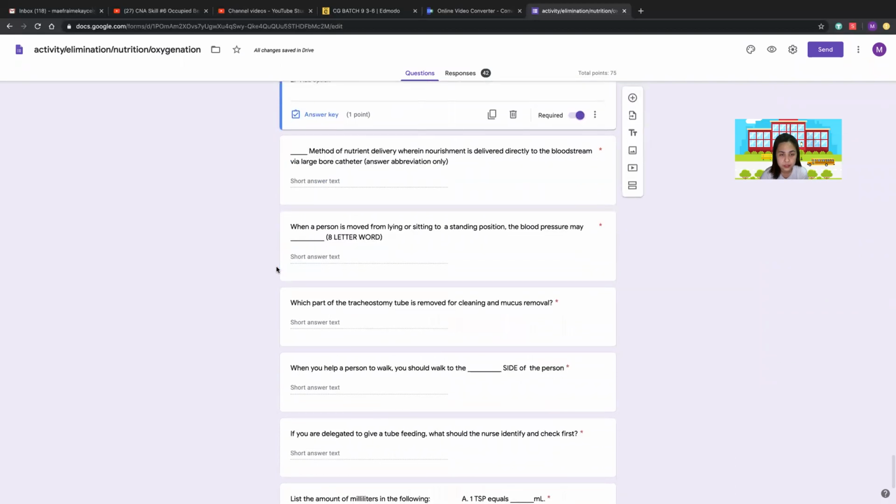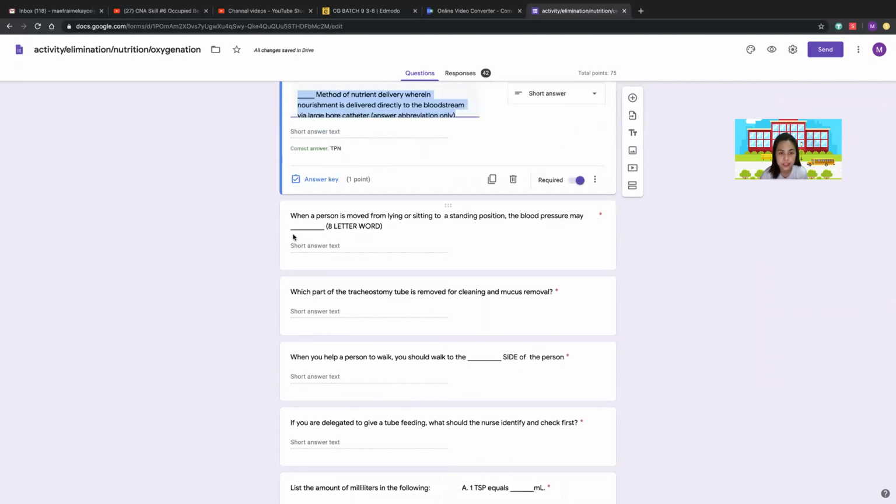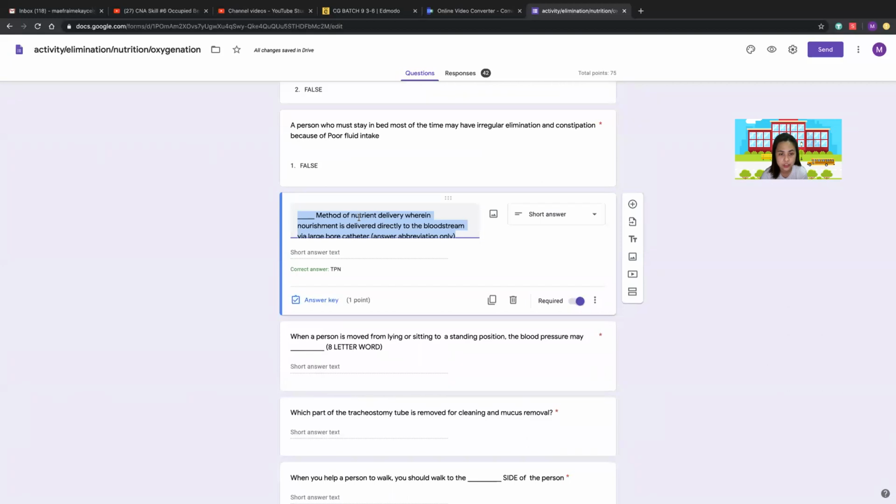Then, the method of nutrient delivery wherein nourishment is delivered directly into the bloodstream via a large bore catheter is called TPN, or total parenteral nutrition. It's written here, abbreviations only, so it will be TPN. So those students who wrote total parenteral nutrition is incorrect.